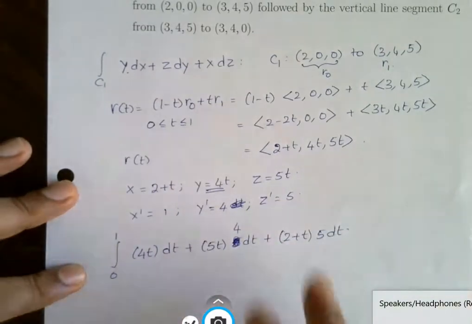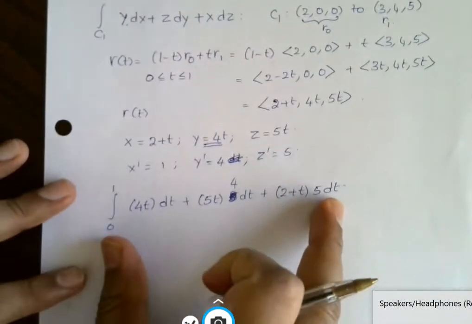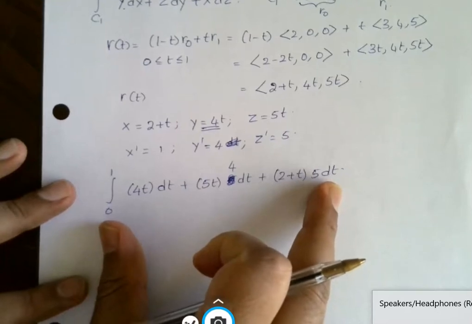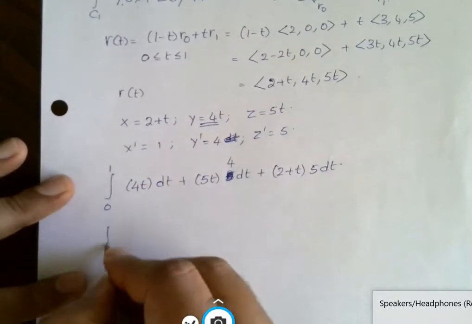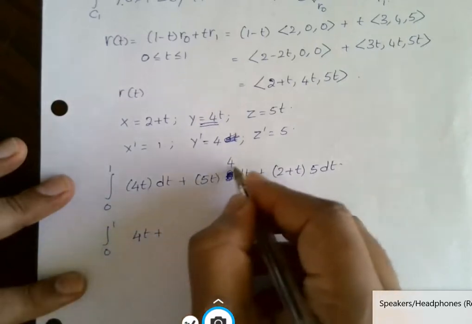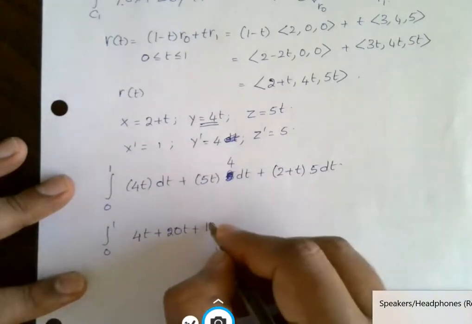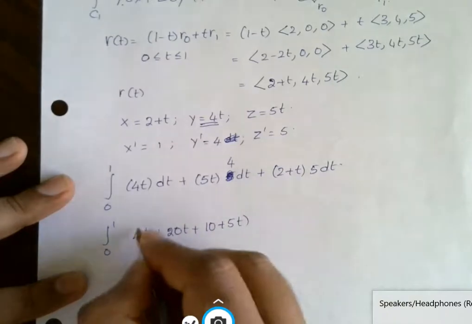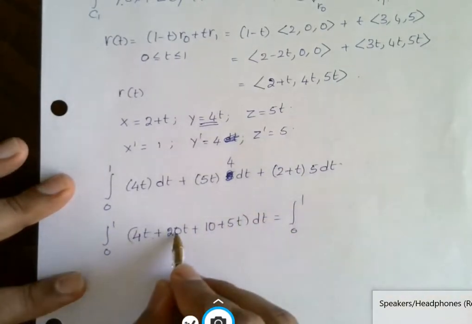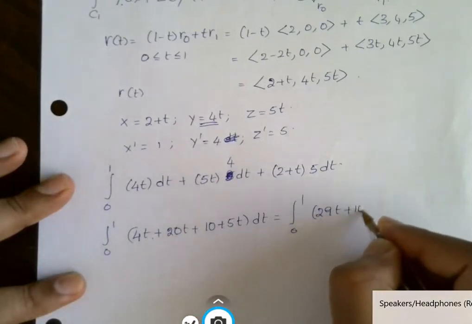Okay, you see now I have changed the line integral using a parameter t, and my domain is from t equals 0 to 1. So that's going to be the integral from 0 to 1 of 4t plus 5t times 4, which is 20t, plus 10 plus 5t, dt. You get 4t, 24t, 29t, so you get the integral from 0 to 1 of 29t plus 10 dt.